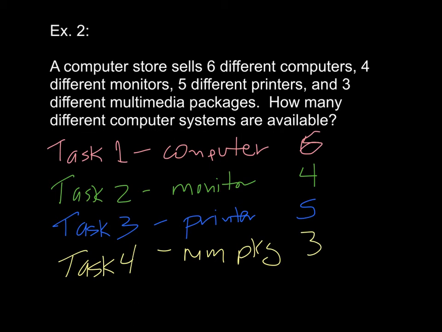So to find out how many total packages we have, we just multiply these together. We say 6 times 4 is 24, times 5 is 120, times 3 is 360. There are 360 total computer packages available.